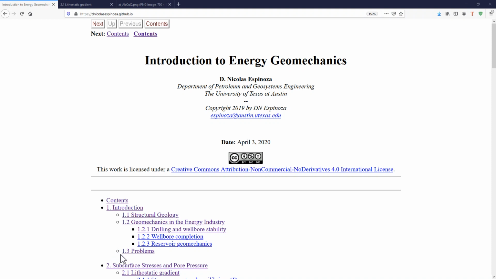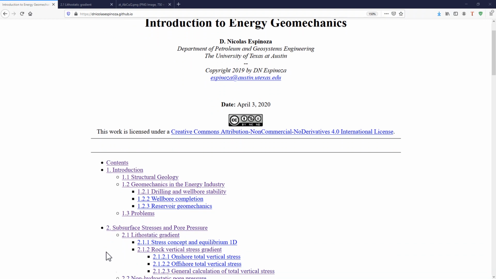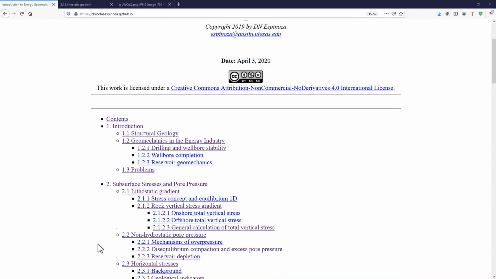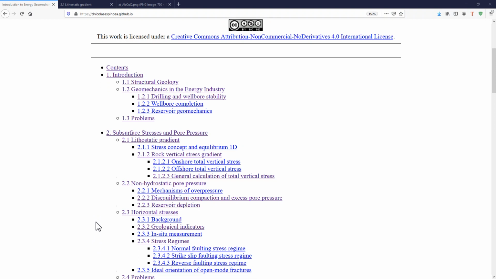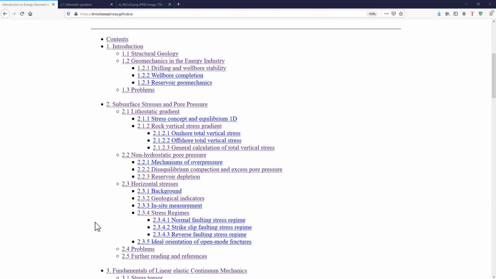By now we know that the state of stress at the given site is composed of four main quantities: the vertical stress, the two horizontal stresses, and pore pressure. Particularly for horizontal stress, we haven't talked much about the reason for such values or how we can predict or calculate those horizontal stresses.